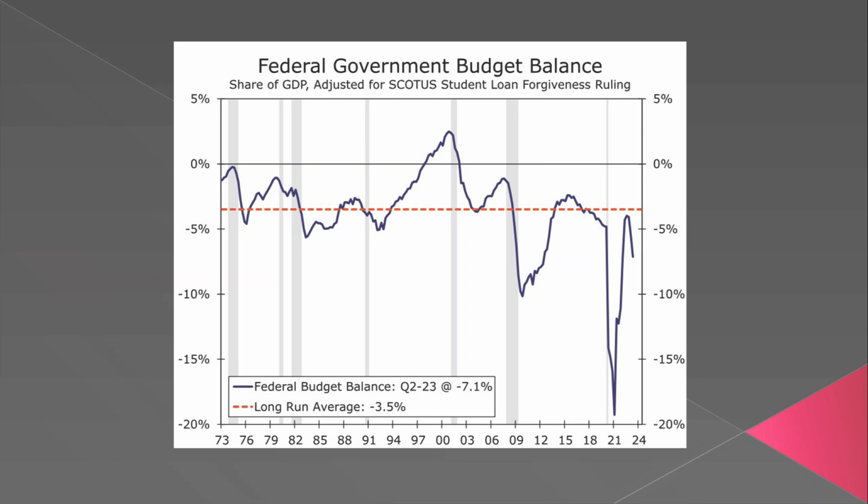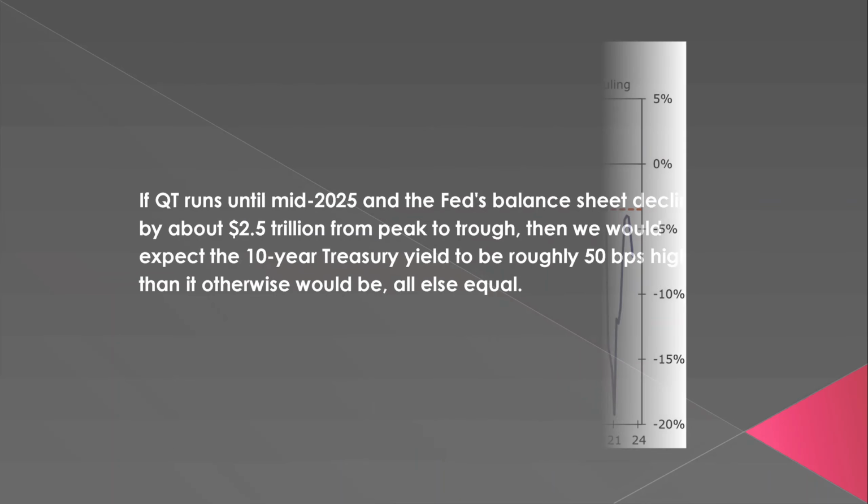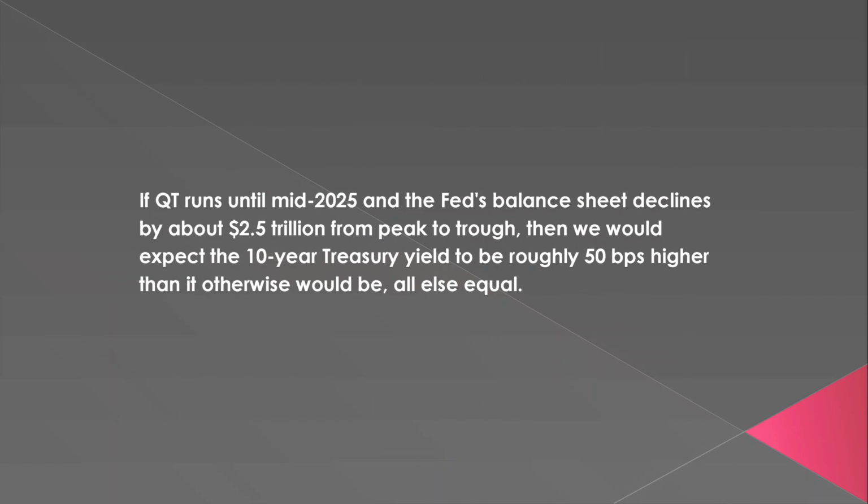That said, the research literature suggests that $2.5 trillion of runoff is roughly equivalent to a 50 basis point increase in the Fed funds rate on a sustained basis. In 10-year equivalent terms, the magnitude is similar. In other words, if QT runs to mid-2025 and the Fed's balance sheet declines by about $2.5 trillion from peak to trough, then we would expect the 10-year Treasury yield to be roughly 50 basis points higher than it otherwise would be, all else equal.